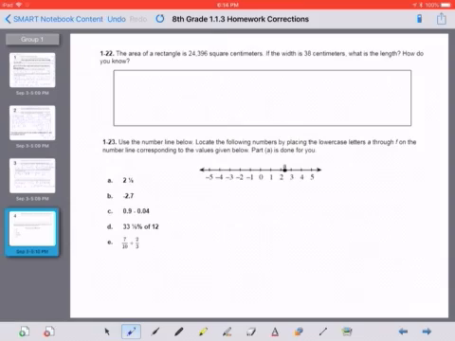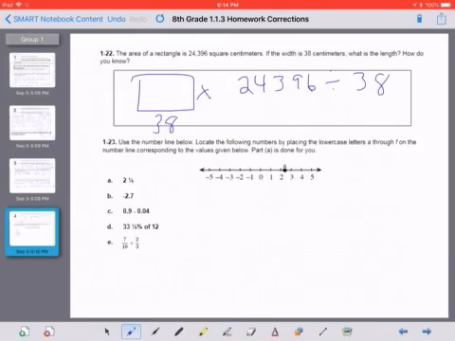So the next question says, the area of a rectangle is 24,396 square centimeters. If the width is 38, what's the length? How do you know? So I know to find the area, I do the base times the height. So if this is my rectangle, and I know my width is 38, I want to know what number, x, times that will give me 24,396. So I'm going to do 24,396 divided by 38, and I get 642. Do not forget to put your units. I will not give you credit if you do not have units on your answer.